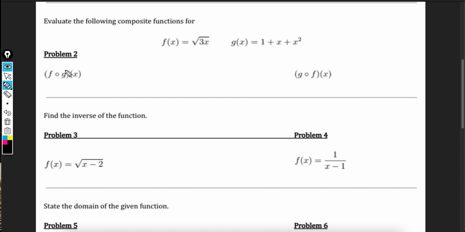Composite functions is just whatever you see, f of whatever or g of whatever, or even f of f or g of g. Whatever's the second one goes into the first one for x, and even specifies here for x.